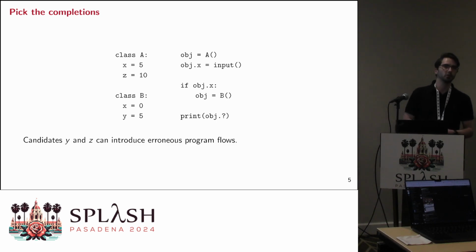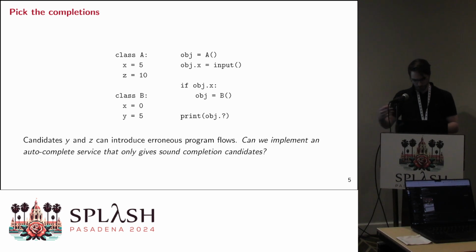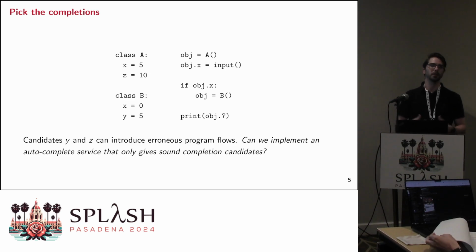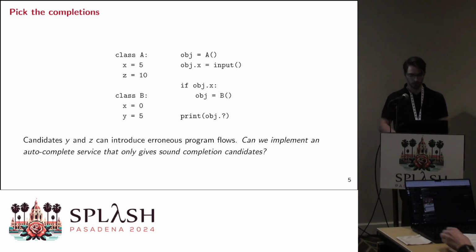However, Y and Z can introduce erroneous program flows, because their presence is dependent on whether this if condition is true or not. And in this little program, this is easy to see, but when you're working in a bigger project, it can be difficult to keep track of all different fields that are present on all different objects. So a sound completion candidate would only be X, because that's the only field that is present on both objects. And that brought us to the question, can we implement an autocompletion service that only gives sound completion candidates, so that the user, when they pick a suggestion, is sure that it does not introduce any bugs at runtime?